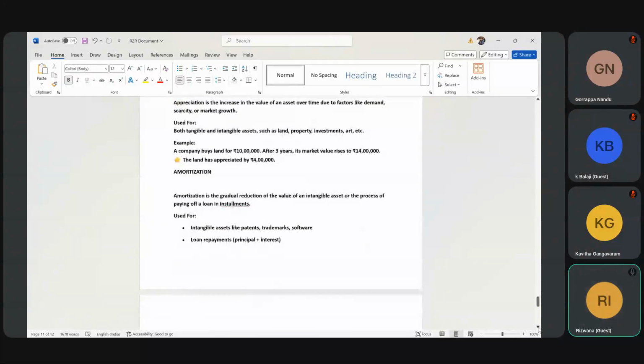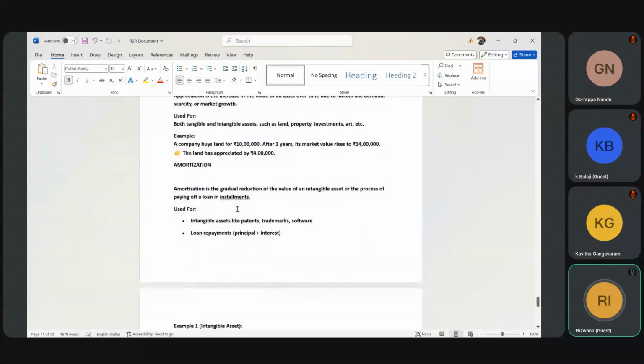Then comes amortization. This is nothing but the gradual reduction of the value of an intangible asset, or the process of paying off a loan in installments. We pay loans which we take from banks through EMIs and everything. That is nothing but amortization. It is used for intangible assets like patents, trademarks, software, and loan repayments, where we pay principal plus interest to the bank.